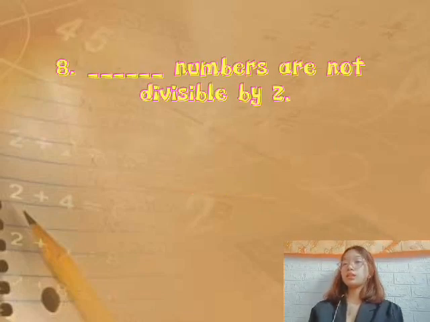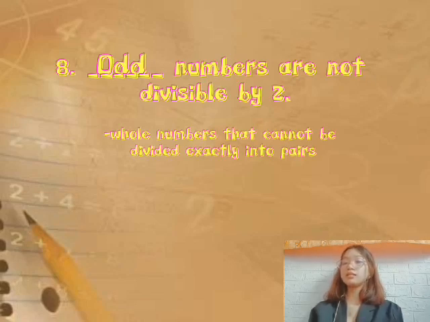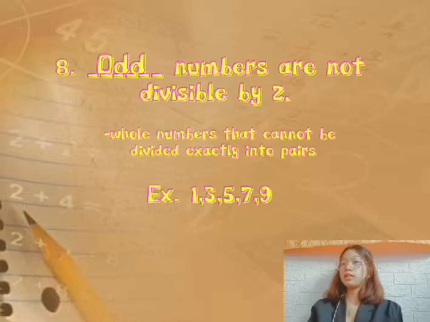Next is blank numbers are not divisible by 2. The answer is odd. Odd numbers are whole numbers that cannot be divided exactly into two pairs. Odd numbers, when divided by 2, leave a remainder of 1. Examples are 1, 3, 5, 7, 9.